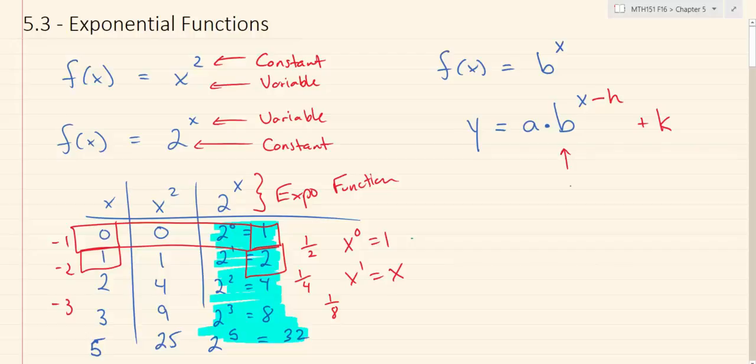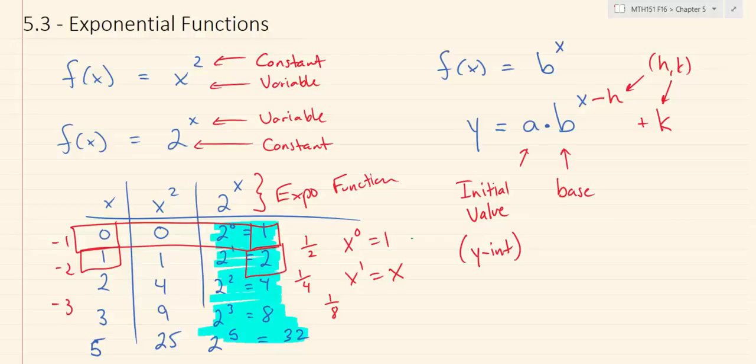b is called the base. h and k, you know about these guys. These are horizontal and vertical shifts. And a, it is a scaling factor, but when it comes to exponentials, a has a special property. It's called the initial value. It is also the location of the y-intercept, given that there are no h and k shifts, and we'll talk about that a little bit.